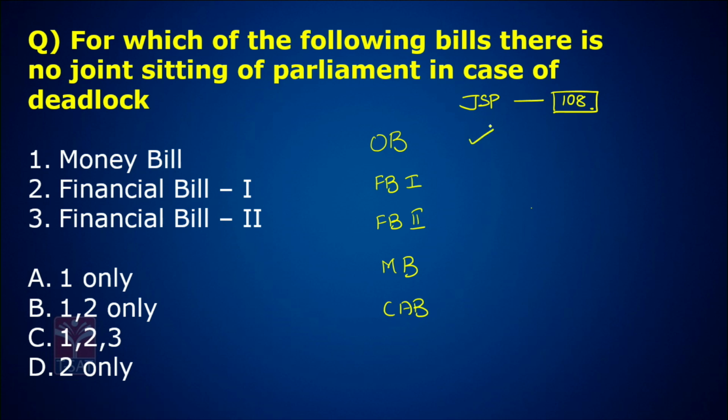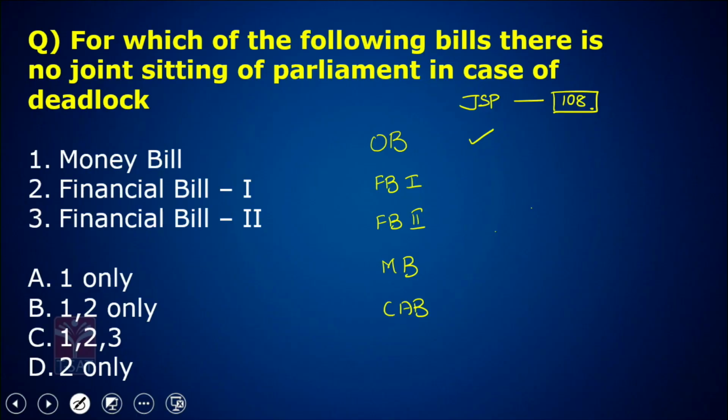What is the meaning of deadlock? When there is a difference of opinion between Lok Sabha and Rajya Sabha on a bill. When Lok Sabha says yes, Rajya Sabha says no, or when Rajya Sabha says yes, Lok Sabha says no. That is called deadlock. For differences of opinion on an ordinary bill, there will be a joint sitting.